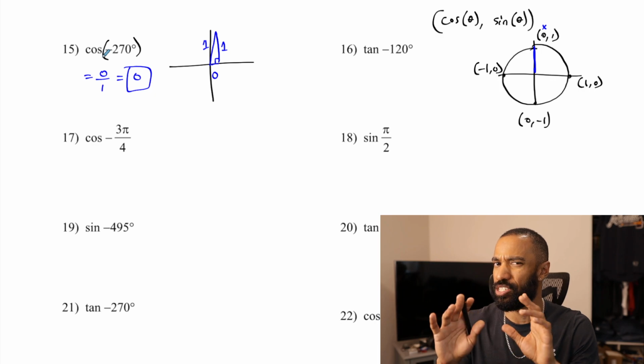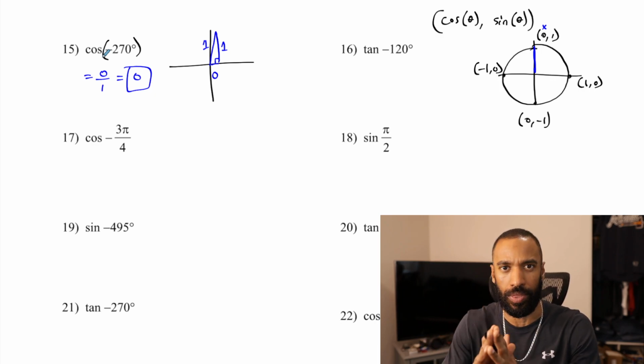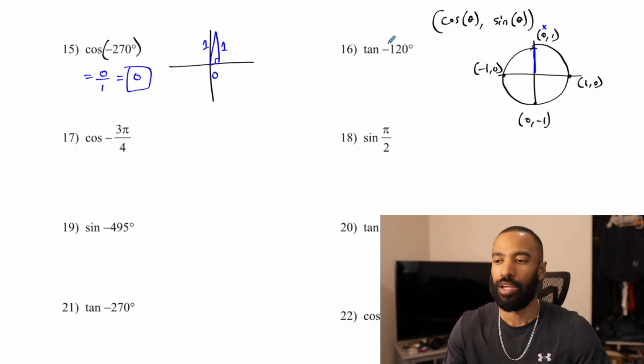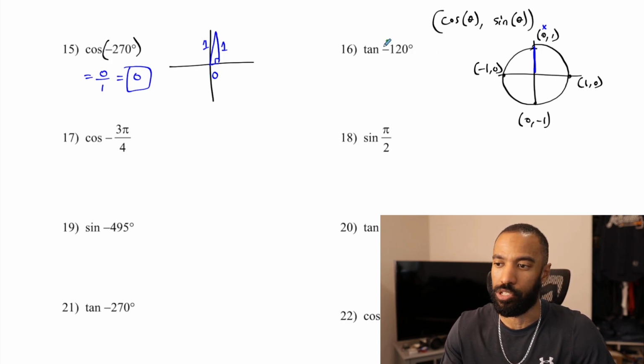Tangent's a little different because tangent is sine over cosine, and you might not know that yet. So that one's a little tougher. That's why you might want to still refer to that. All right. Tangent, well, you might know that. My students probably don't. Tangent of negative 120 degrees.